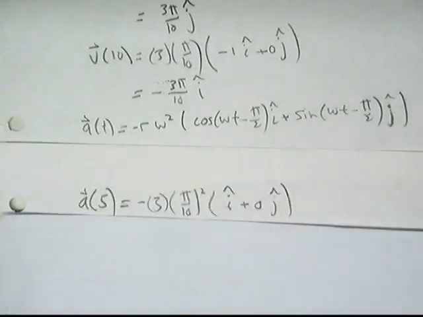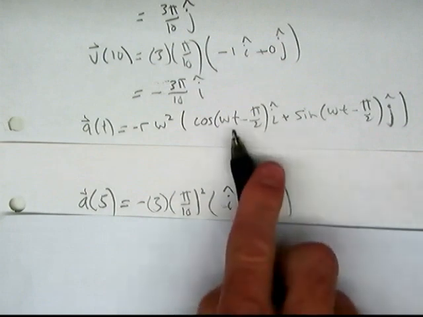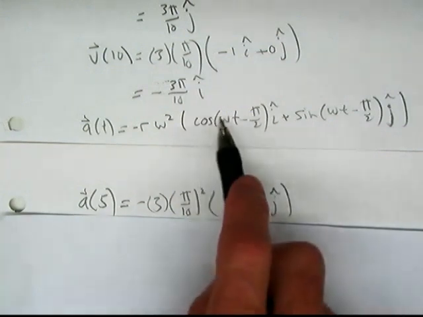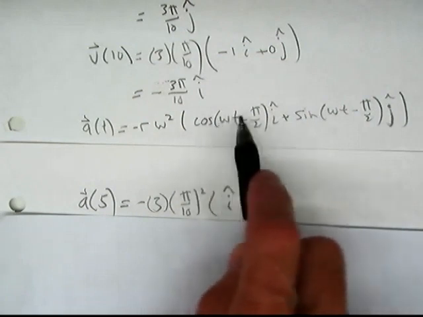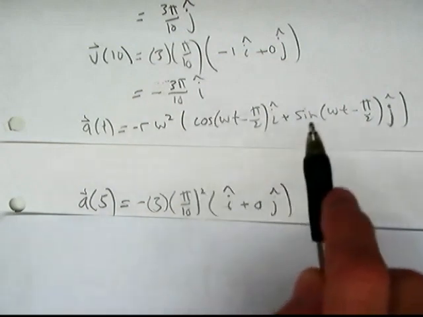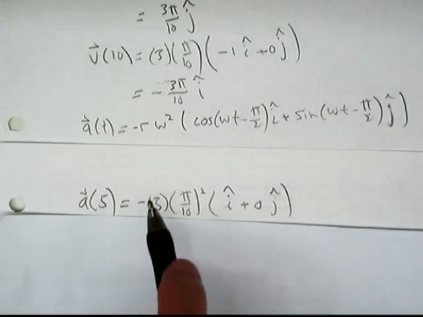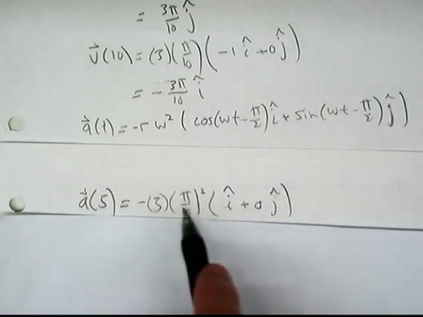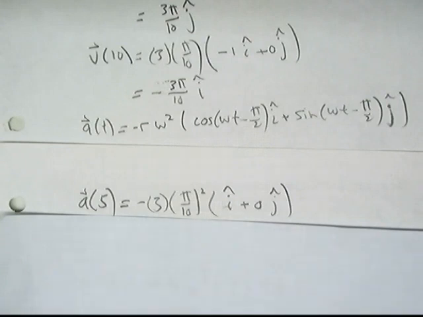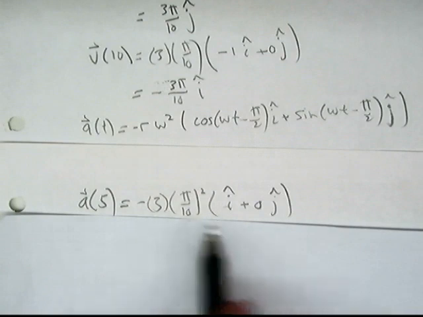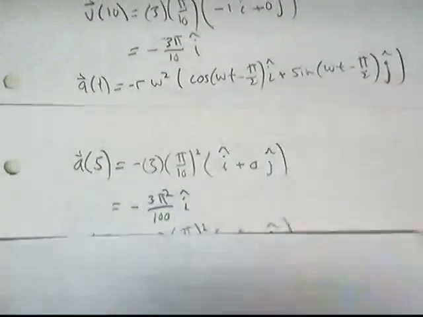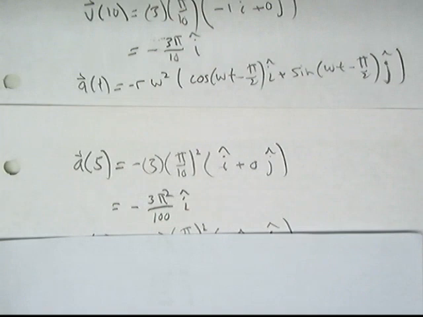But if you just want to plug in the numbers, at 5 seconds, 5 seconds times pi over 10 is pi over 2. Pi over 2 minus pi over 2 is 0. Cosine of 0 is 1. Sine of 0 is 0. So 1 and 0. And then the 3 times pi over 10 squared is the magnitude of a. You notice that this tells us it's going to be pointing in the negative x direction.